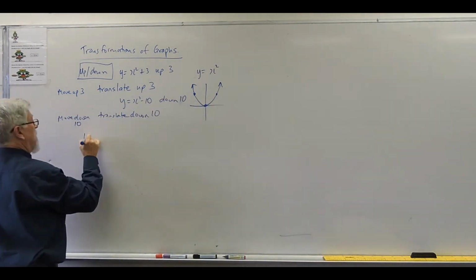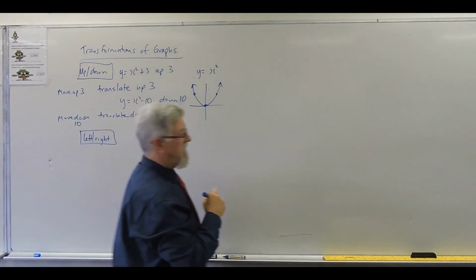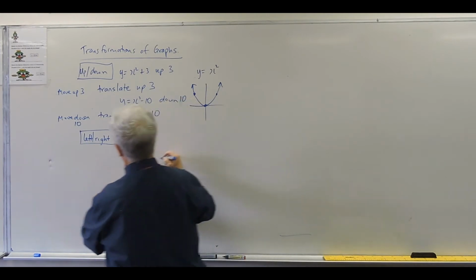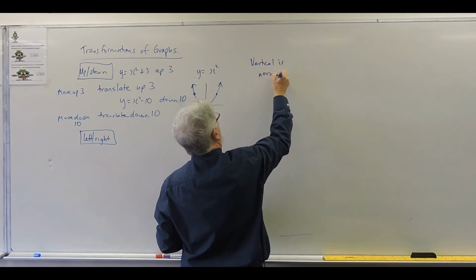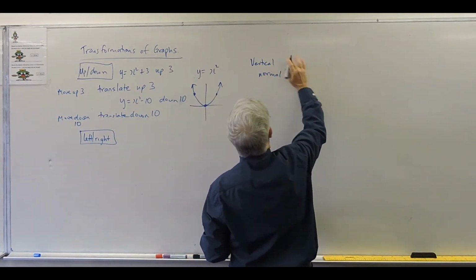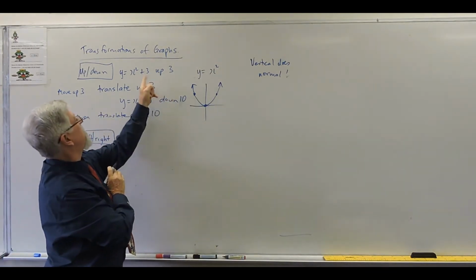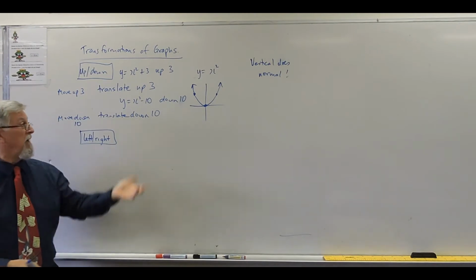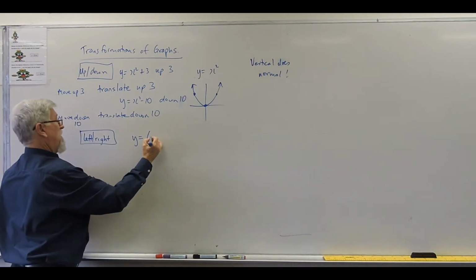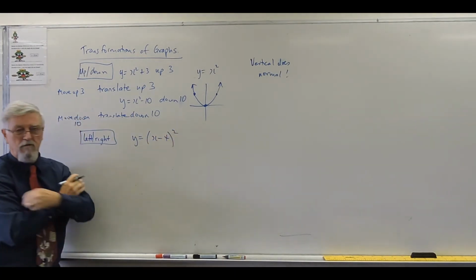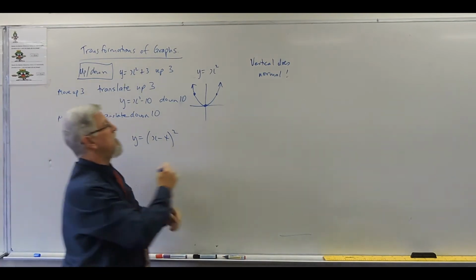What's the next one? Left and right. You've heard me nagging about this. Up and down, anything that's vertical, I use the word normal. Vertical does normal. So that says plus 3, it went up 3, you'd expect that, that's normal. And you heard me nag about this one. If instead of x squared I wrote x minus 4 squared, vertical's normal.